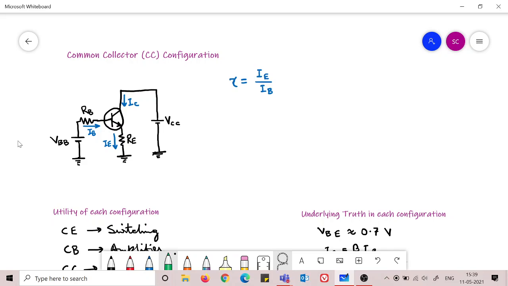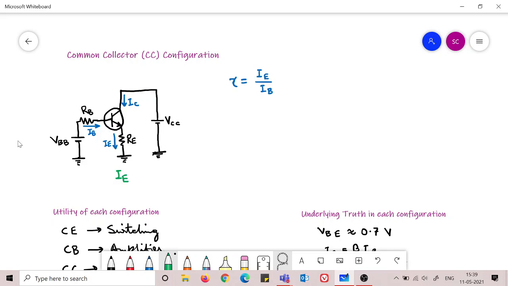And in this case, one important thing to observe, the output current is IE, not IC. How do we define output? There is some load circuit through which the output current must flow. In place of the load circuit, we have a load resistance only in this case, just for analysis purposes. So RE is the load resistance now. So the output current is IE, not IC.